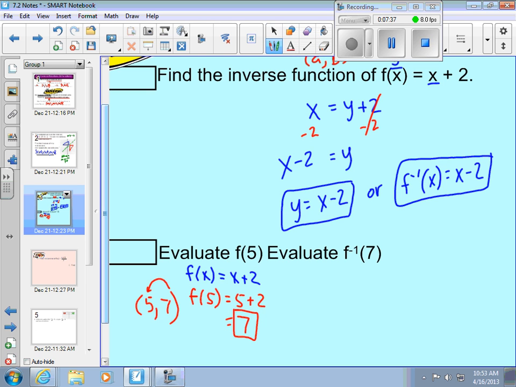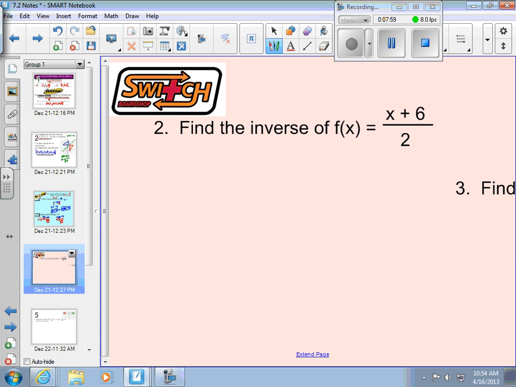So our inverse function that we just got was x minus 2. Let's see what we get when we plug in 7. So 7 minus 2 equals 5. Yes, we get that opposite value of 5, 7. So these would be inverses of each other. All right, let's try some other examples.